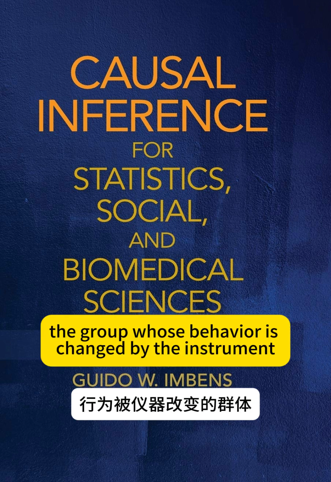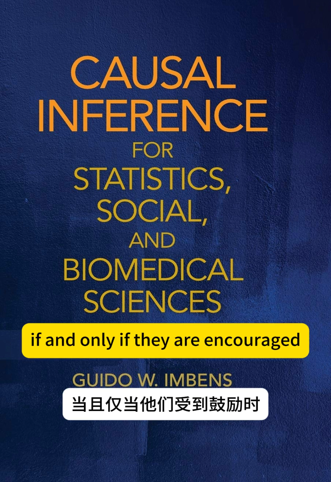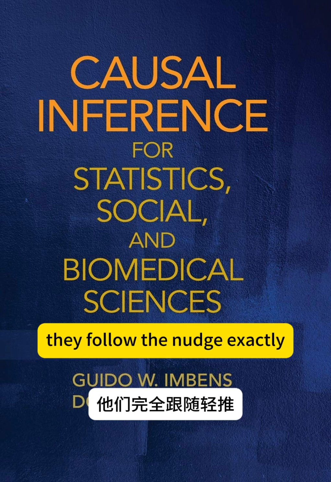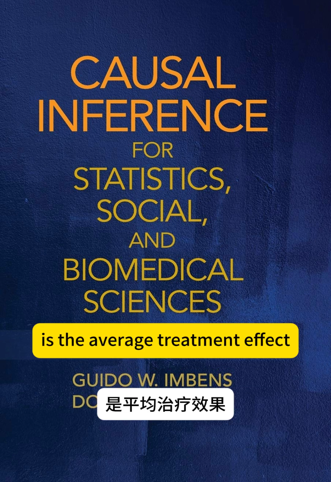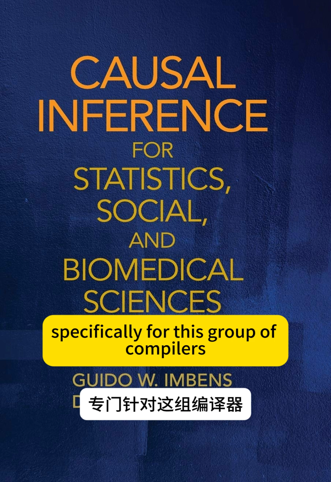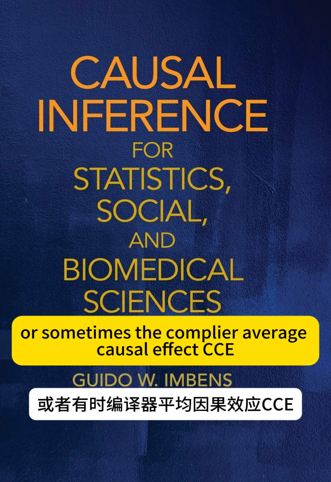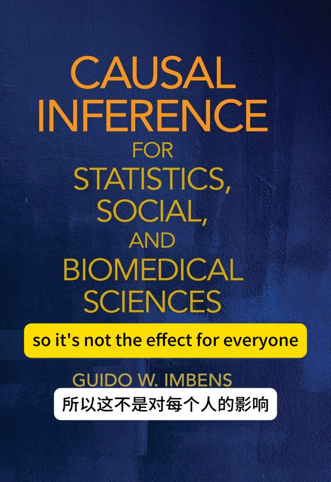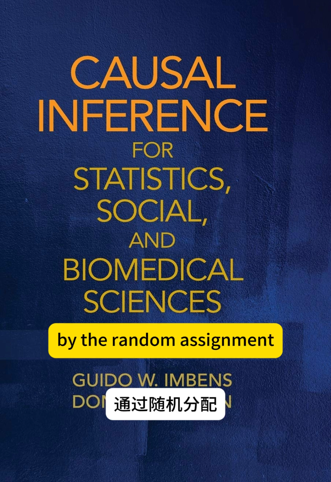Precisely. The group whose behavior is changed by the instrument are called the compliers. These are the people who get the shot if and only if they are encouraged. They follow the nudge. Exactly. And the causal effect that standard IV methods identify is the average treatment effect specifically for this group of compliers. It's called the local average treatment effect, LATE, or sometimes the complier average causal effect, CACE.